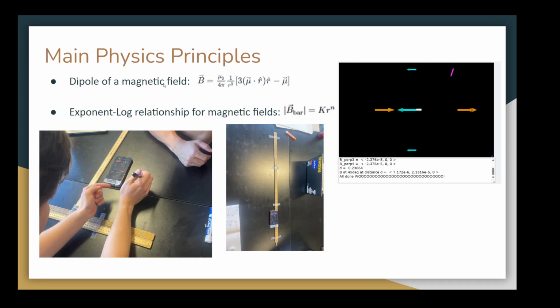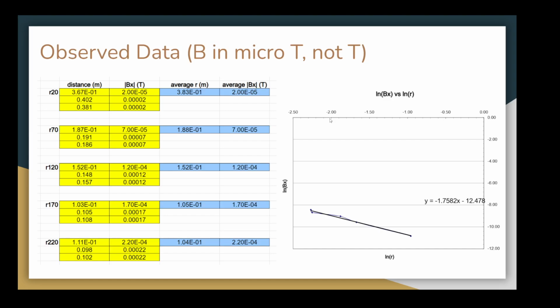Main physics principles: the dipole magnetic field is up here, and then the exponent law relationship. We then graphed all the relationships and data in an Excel sheet, and you will see the data in a second. So this is basically what we had. All the distances and fields were found here, and all the data is graphed on the right.